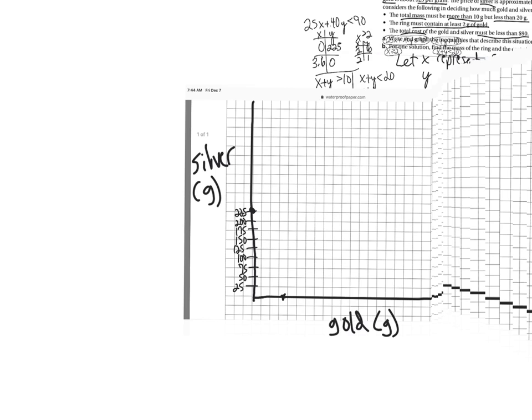So this would be my cost, and this needs to be less than 90. So this is equals, so we would want a dotted line. Less than would be below that line. So far we're already restricted to that little triangle.